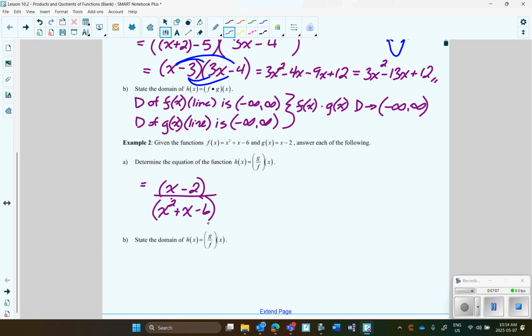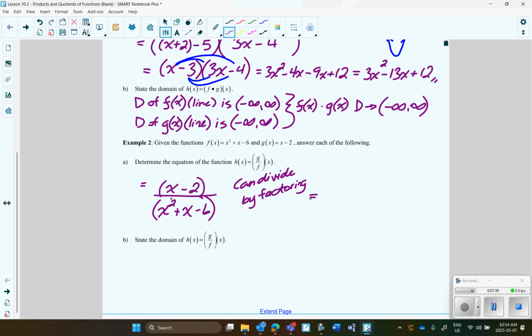How do we divide this? Well, often what you can do when you divide expressions like this is divide by factoring. We did this in grade 11, where we factored the top and bottom and we canceled out anything that was in common.